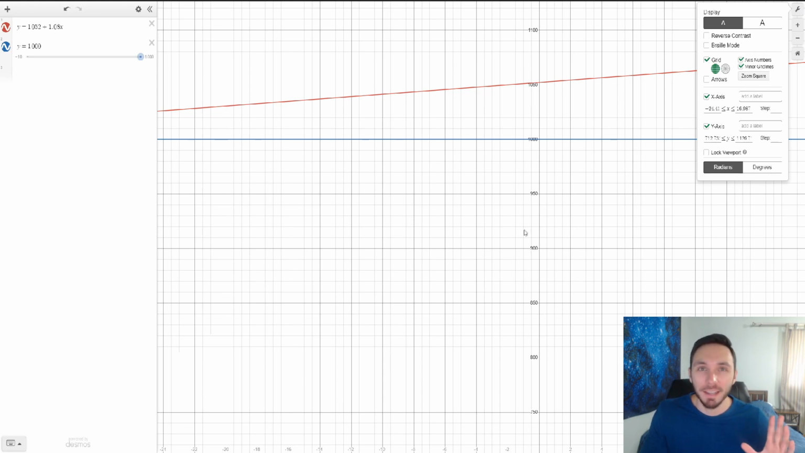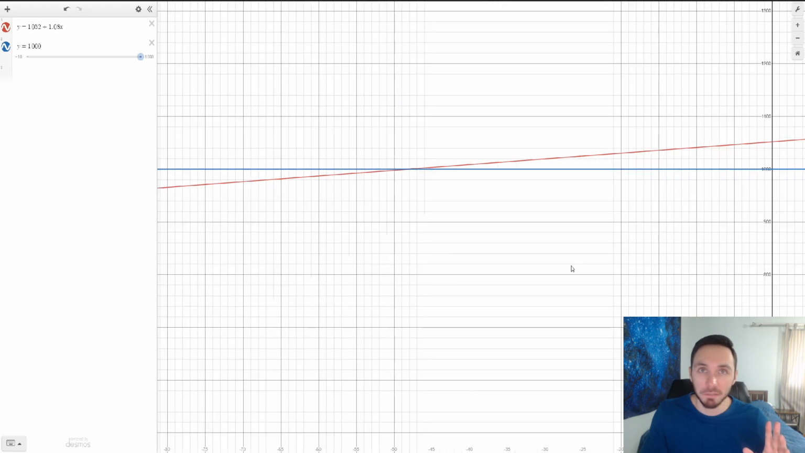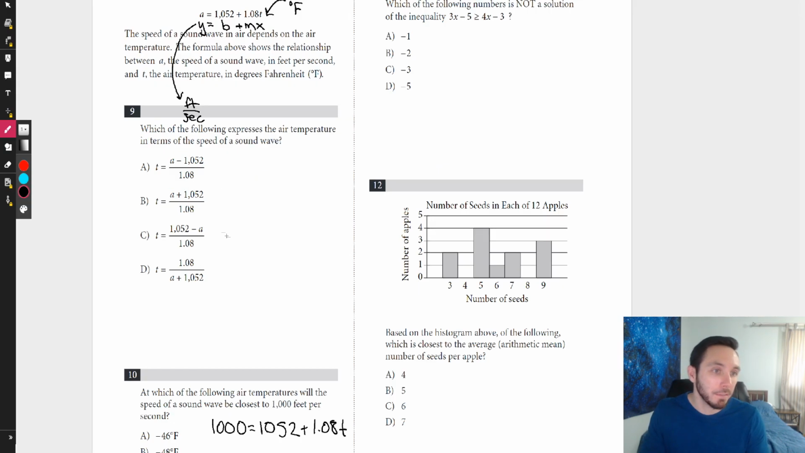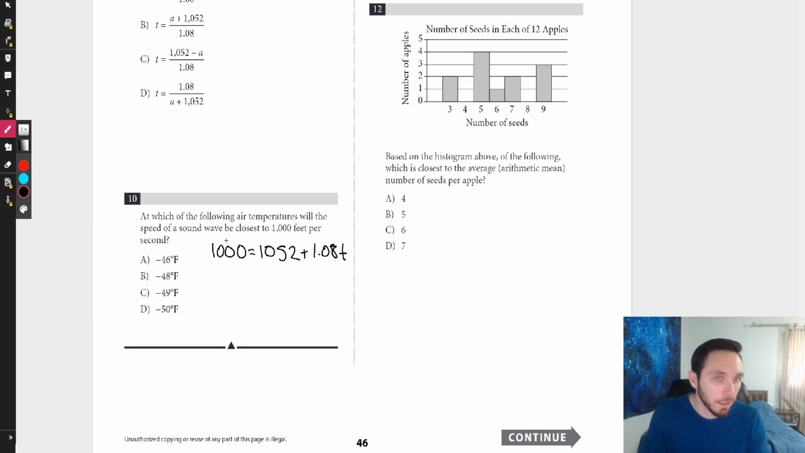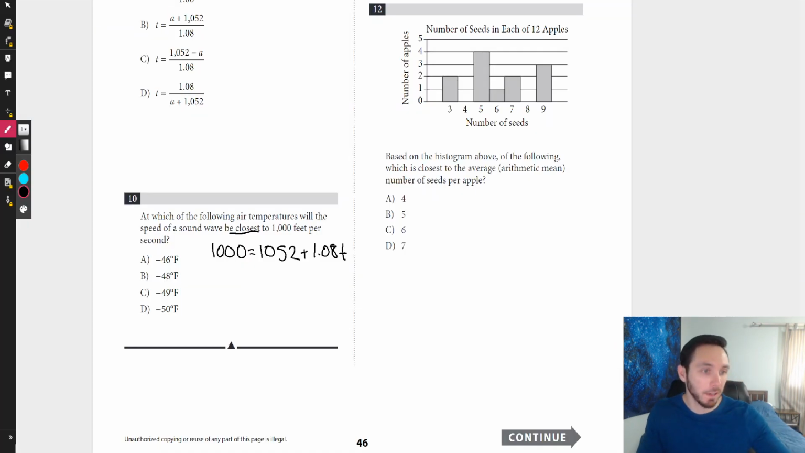So maybe I should let that go, huh? Maybe I should just scroll. Anyways, I'm just going to scroll, figure out when they intersect. And sure enough, right over here, at an x value of negative 48-ish. I did mention earlier that this was going to be an approximation-based problem because there's a key word in here: which of the following air temperatures will the speed of sound be closest to, meaning round. So we see here that negative 48 is definitely our answer.